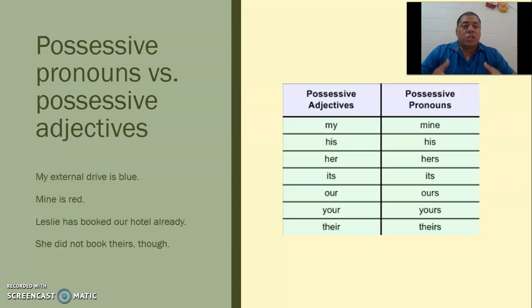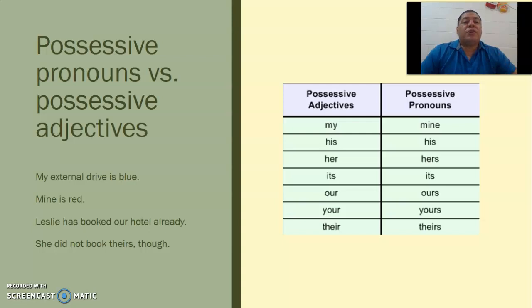Leslie has booked our hotel already. Our is an adjective, as you can see in the list. It's a possessive adjective. It is modifying hotel. Leslie has booked what? The hotel. The direct object is hotel, not our.